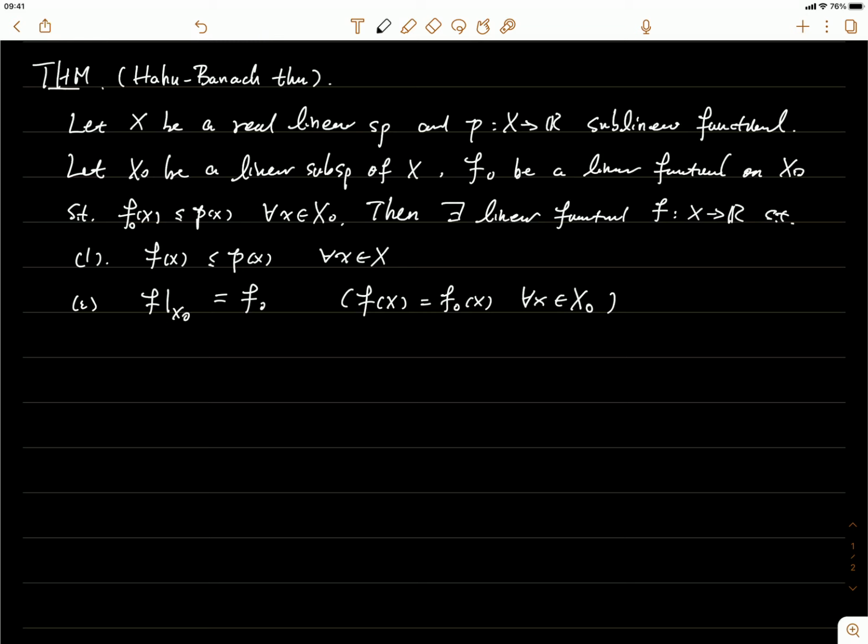Okay, let's see how to prove this. So the idea is we have this X naught as a linear subspace, then we consider a simple extension of this, just by extending it a little bit and see what happens, and then continue doing so to eventually extend to the whole space. So the first step is to see what's going to happen when this X naught is extended a little bit.